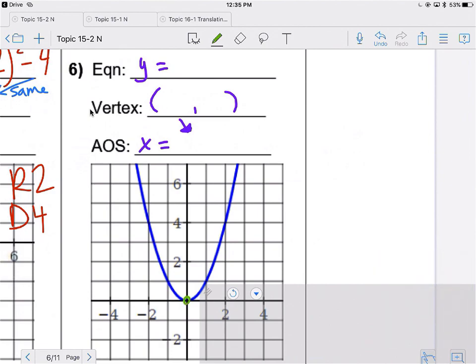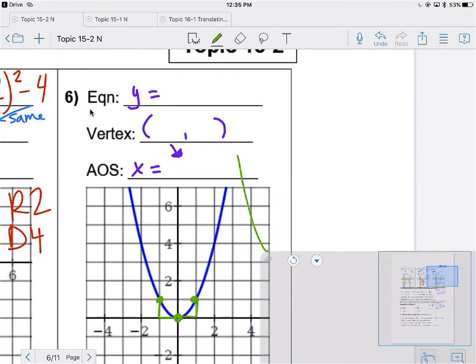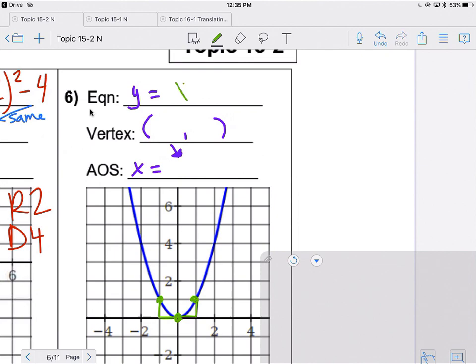Problem 6, I start at 0, 0, which means I don't move right or left. I don't go up or down. If I go 1, 1, 1, 1, then there's no stretch or shrink and there's no reflect. So if nothing is happening, this is just a plain old normal x squared.